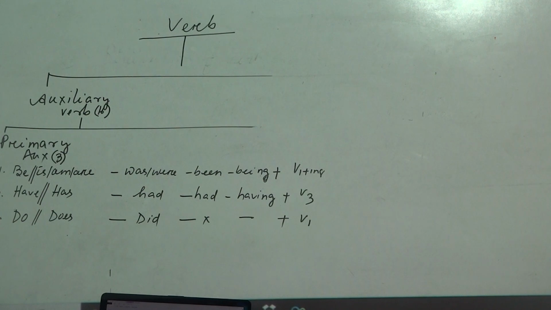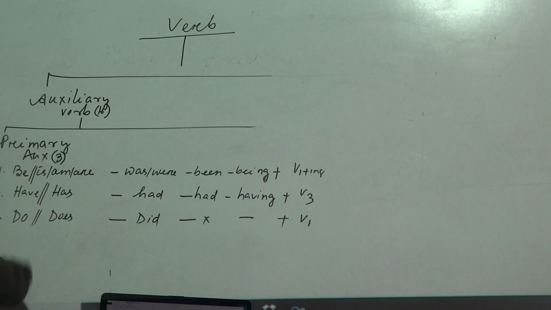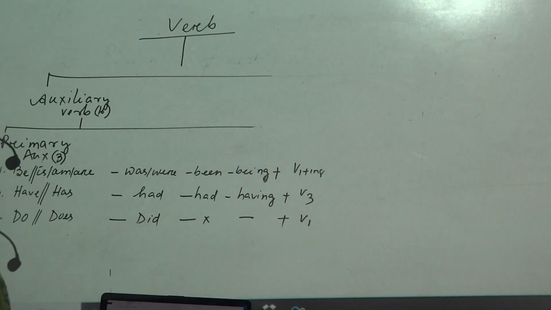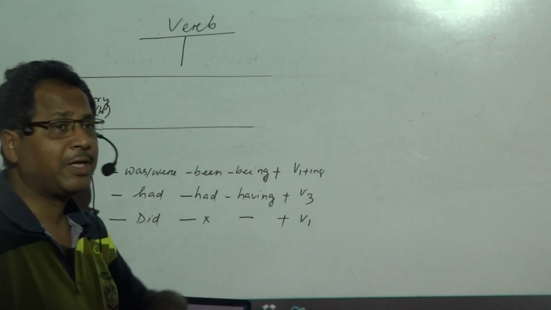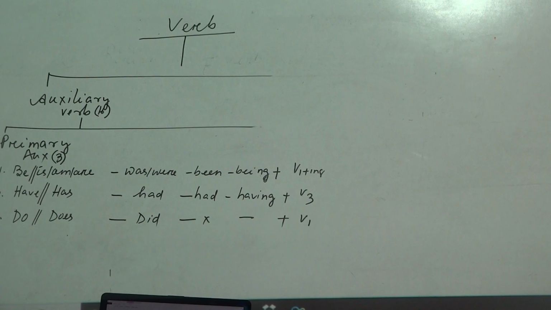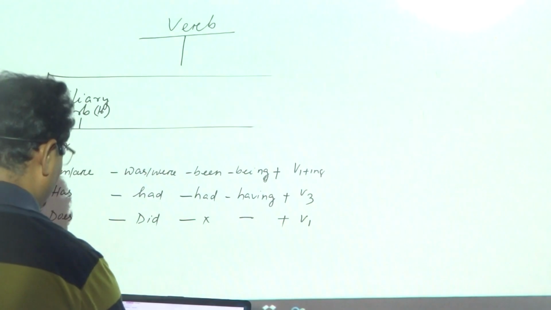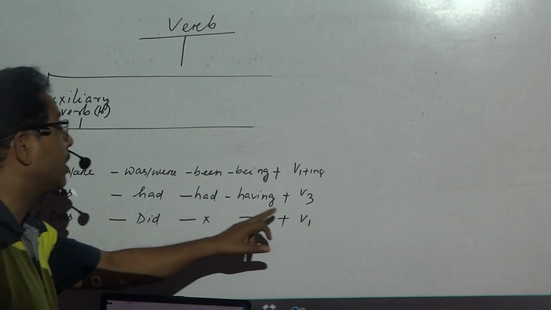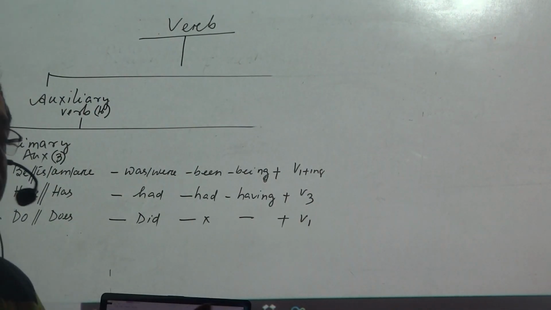You know tense, present tense, past tense, and within these structures almost all the tenses are included. Suppose be: is, am, are plus V1 ing, present progressive. Was, were plus V1 ing, past progressive. Been plus V1 ing, present perfect progressive, past perfect progressive. Have, has plus V3, present perfect. Had plus V3, past perfect. Do, does plus V1, simple present. Did plus V1 is equal to simple past. You got almost all the tenses.